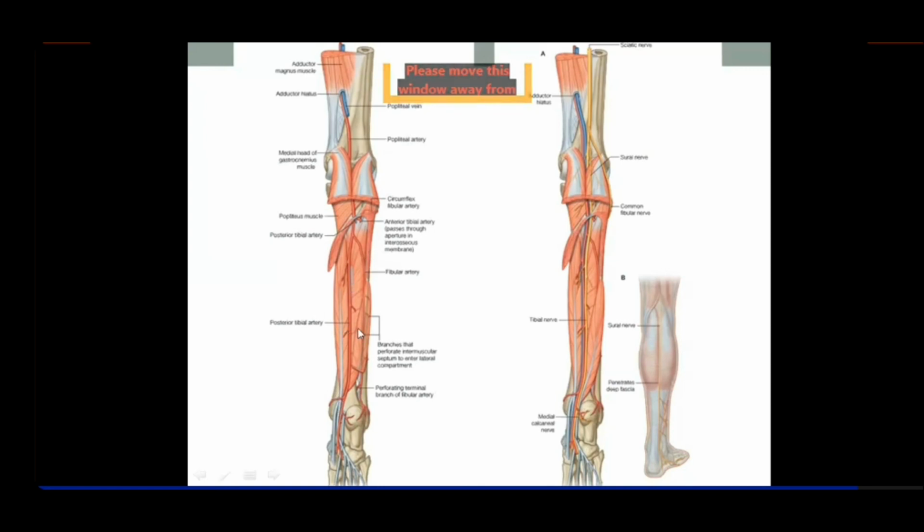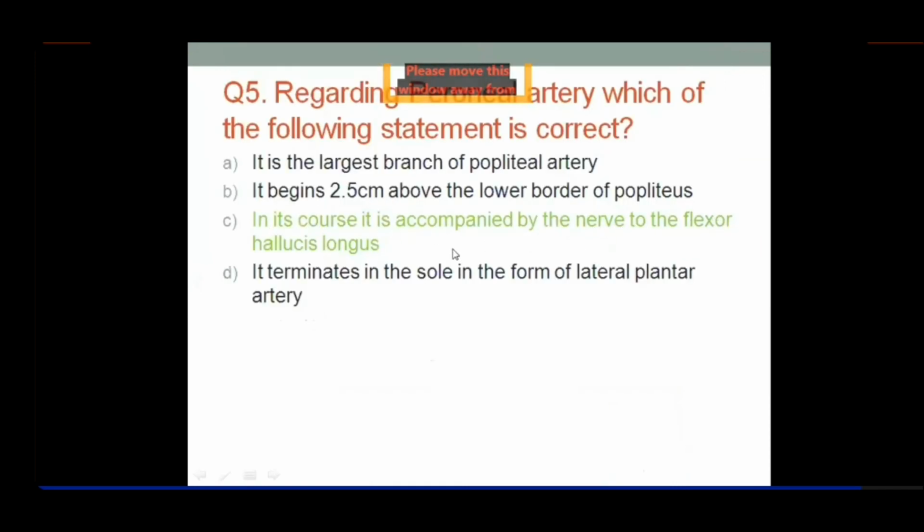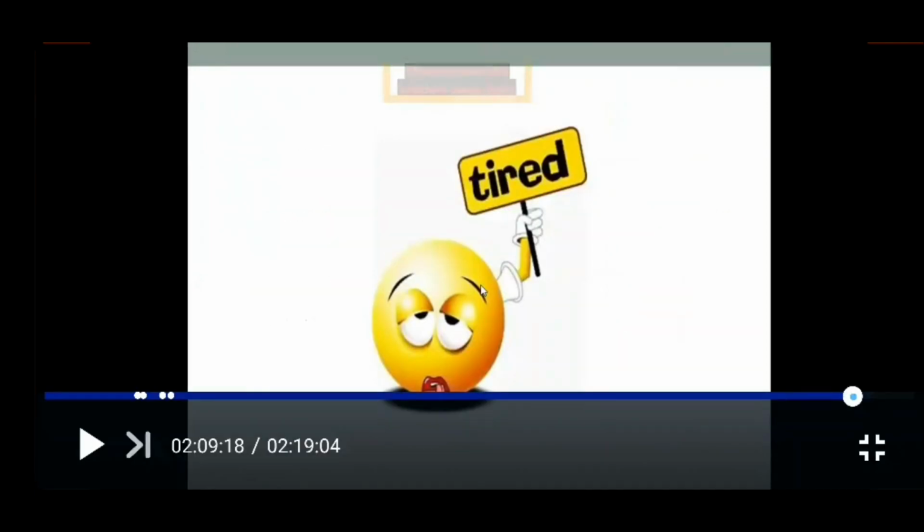So just to tell you that fibular artery will accompany the nerve to flexor hallucis longus. And what you can see here is this tibial nerve, and this tibial nerve gives a branch here to this flexor hallucis longus, right? So the peroneal artery will run along with the nerve to flexor hallucis longus. That's the course of peroneal or fibular artery. Have a look at what is written here. Its course is accompanied by nerve to flexor hallucis longus. Okay, so that is done.